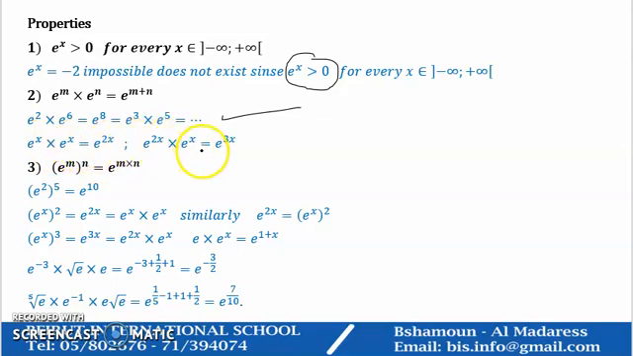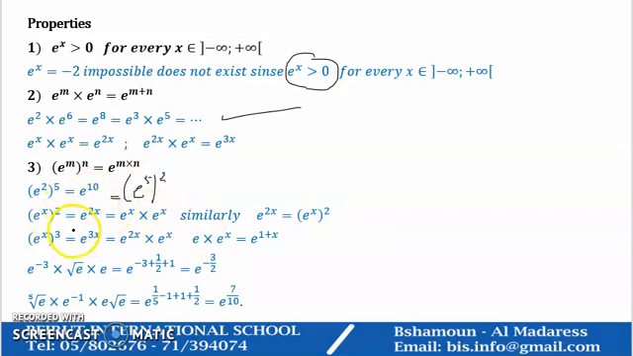e^(2x) times e^x equals e^(3x). Now, (e^m)^n will be e^(m times n). In other words, (e^2)^5: here I can write it as e^(2 times 5), so e^5 to the power 2 will be e^10.